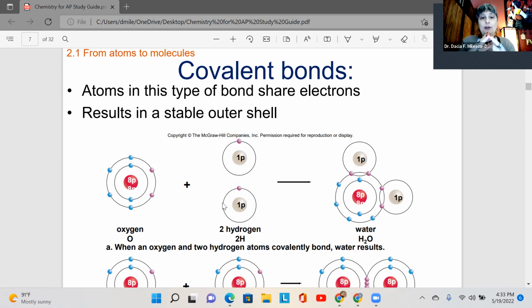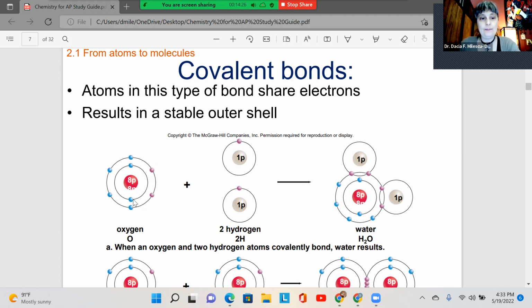And so the outer shell is now stable, because you can have an inner shell and an outer shell of electrons that surround the nucleus, which of course contains protons and neutrons. Okay, so this is what we're seeing here, that the outermost shell here has the electrons that will be shared with these two hydrogens.